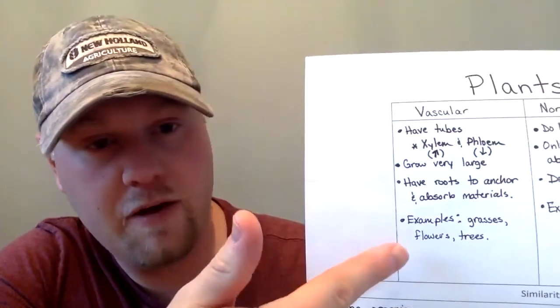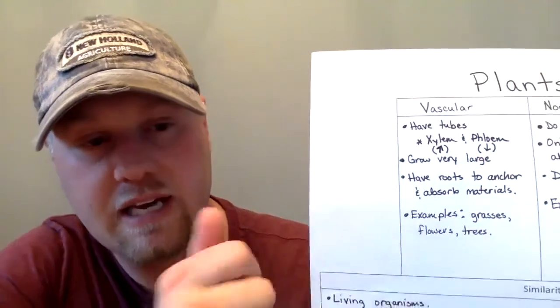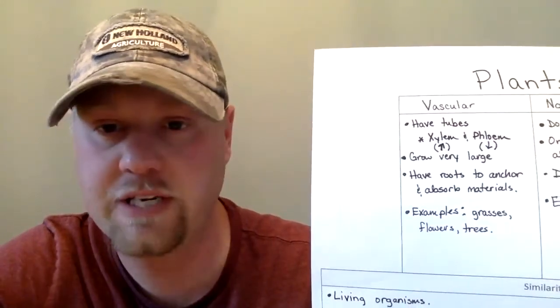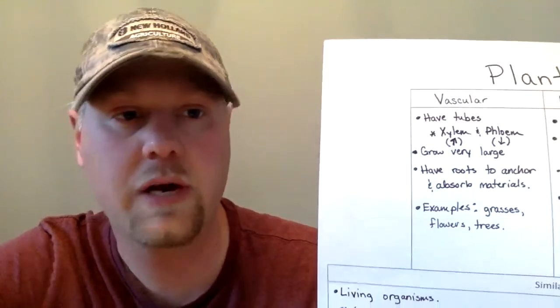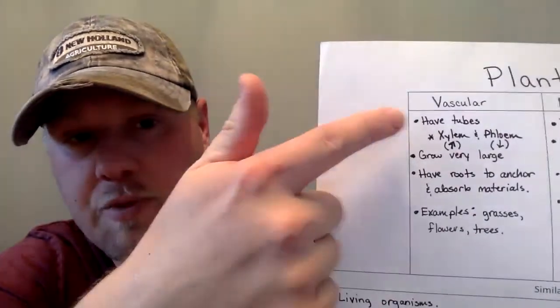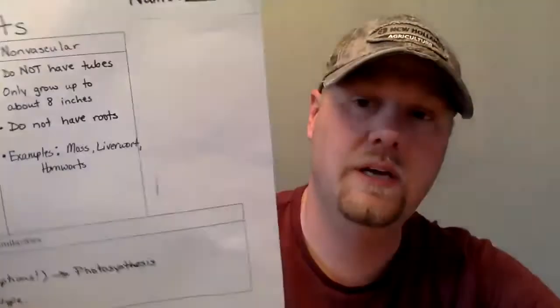The last thing I have here on that column for the examples is you can look at some of the different types of vascular plants: grasses, flowers, trees. All of those fit into that category. So that's the first group of plants that we are going to be talking about. That's the vascular plants. Let's go to the other side.